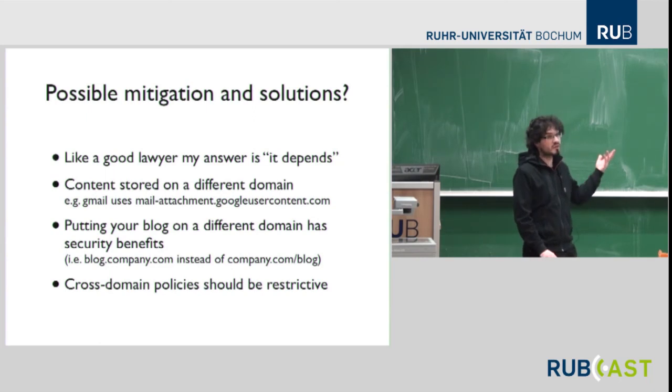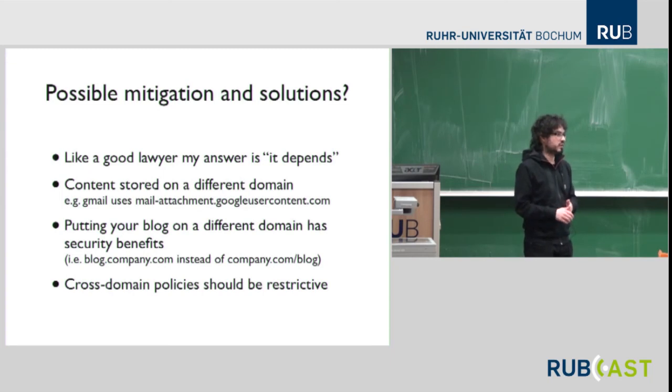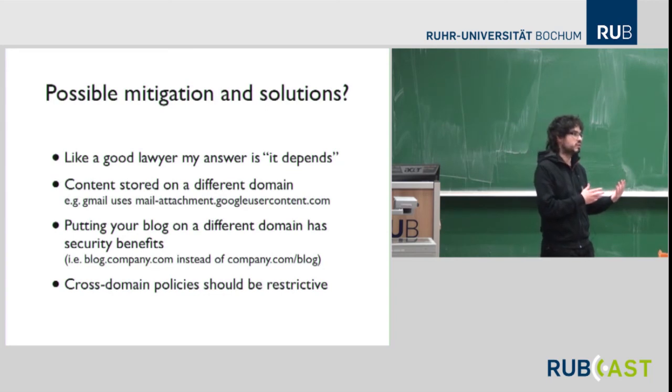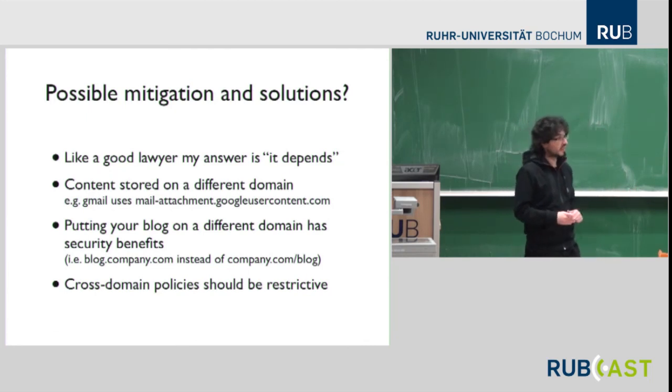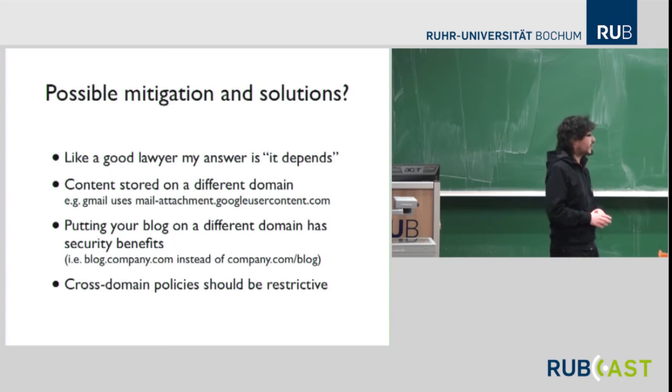For example, in the case of Gmail, what they do is they allow you to upload attachments and view attachments, but they show you these attachments on a separate domain name. So you view your normal mail on mail.google.com, but they show you the attachments on a separate domain name. And if things work well in the web browser security scenario, which they might not, but if SOP works as it should, then you can mitigate a lot of problems like that.